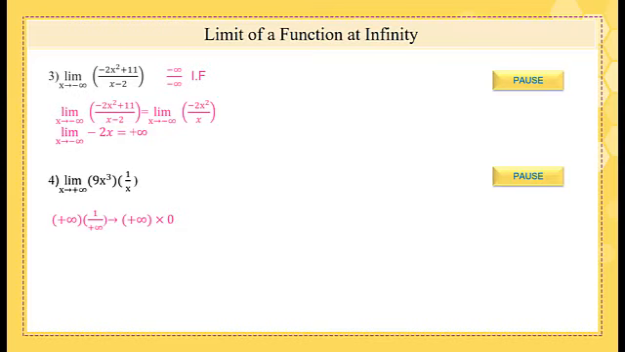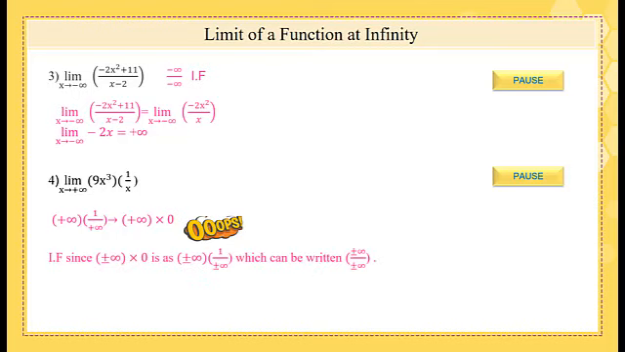Plus infinity times 1 over plus infinity will give us plus infinity times 0, an indeterminate form, because plus or minus infinity times 0 is plus or minus infinity times 1 over plus or minus infinity, which can be written as plus or minus infinity over plus or minus infinity. So in this way we can get that this limit will be the limit as x tends to plus infinity of 9x squared, which is plus infinity.